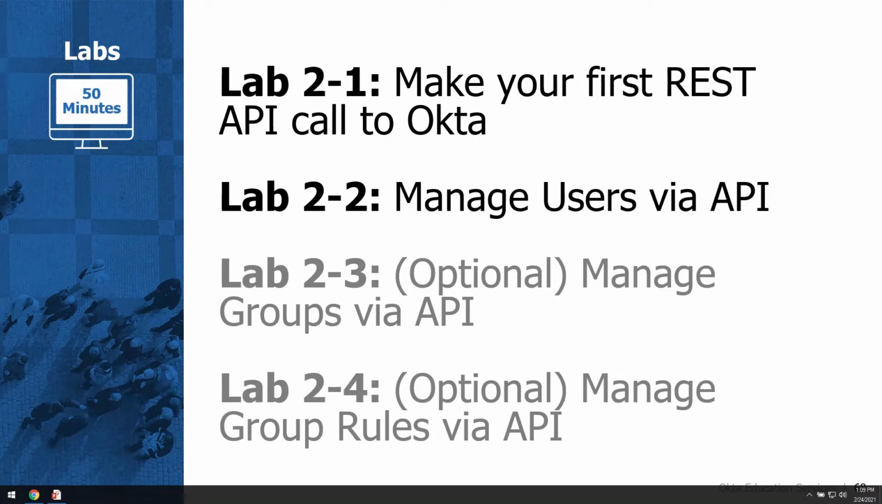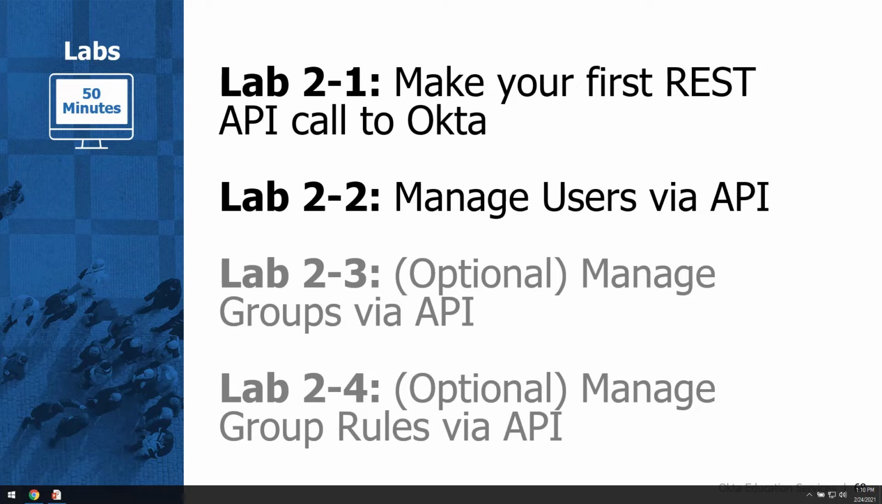In this first lab, we're going to set up the Postman environment so that we will be able to make REST API calls against our Okta environment. Postman is a free download, so you can get that over the internet, but it does make it a lot easier for us to work with REST API calls to test. So in this first lab, we will set up the Postman environment.